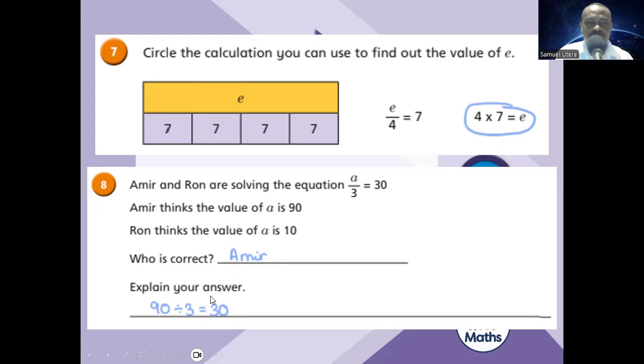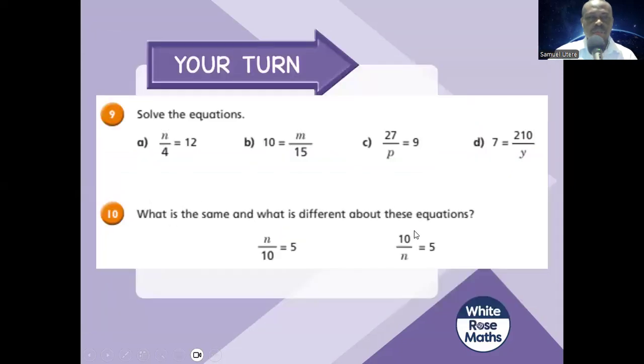You can do your substitution. Remember what I said? If you think an answer is right, you can go back in and check. So if we put 90 here, 90 divided by 3 is clearly 30. Yeah? So that's one way of checking your answers. And then you can pause the video for 4 minutes and do questions 9 and 10.